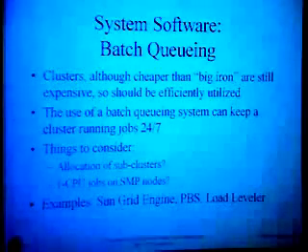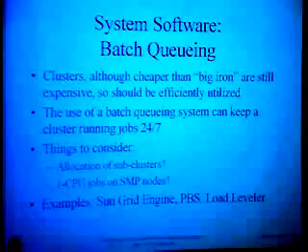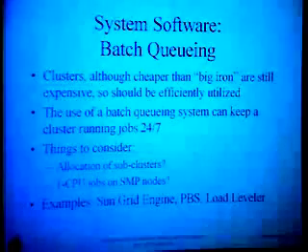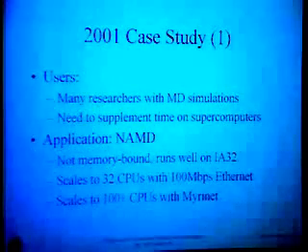And then there are various popular queuing systems. We use DQS. Sun Grid Engine is sort of a derivative of that. PBS you've probably used on some of the other supercomputer centers. And now we're on to the case studies.